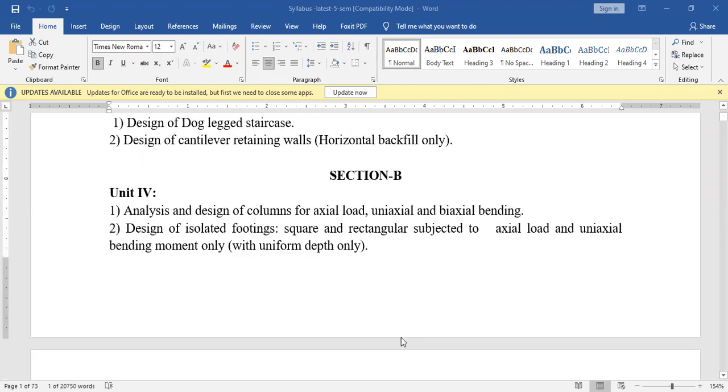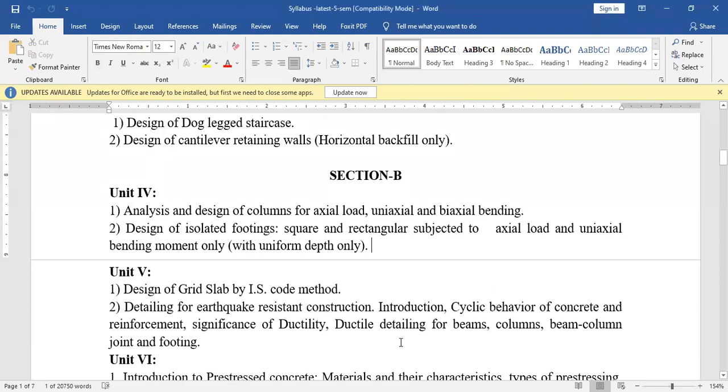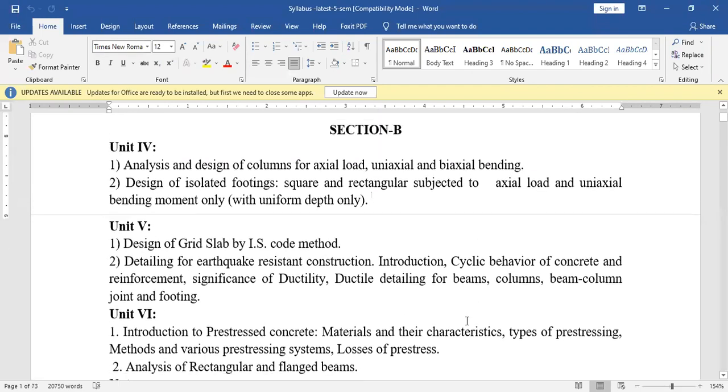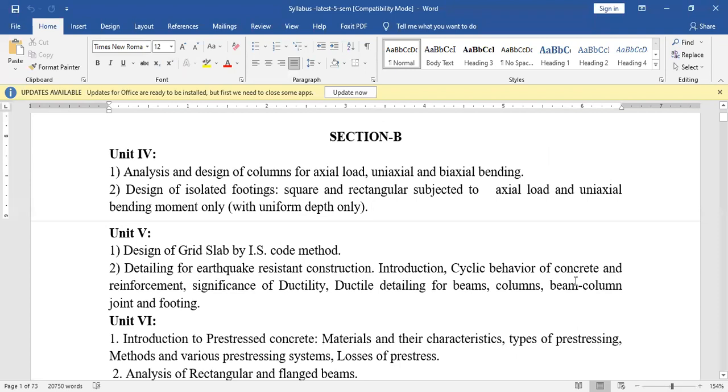Then there's a section B. In section B, in unit number 4, you have this column, okay? And in that column, whether the load is acting axially or uniaxially or sometimes biaxial bending kind of thing.